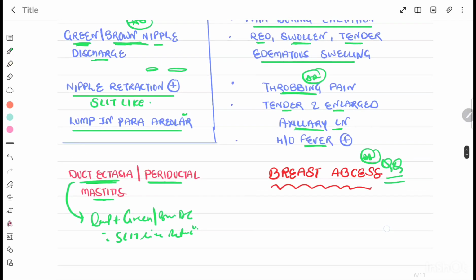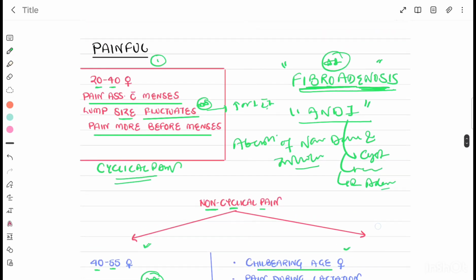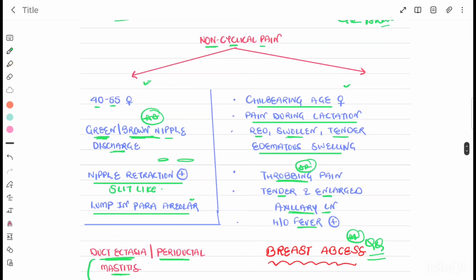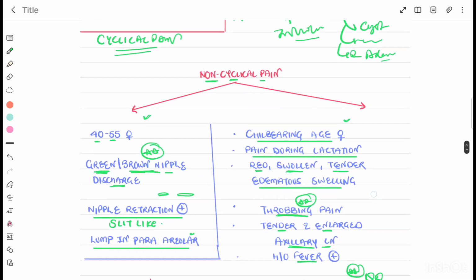So these are the 3 differential diagnoses for the painful breast lump. First is fibroadenosis, then duct ectasia or periductal mastitis, and then the breast abscess. So this is all for the painful and the painless breast lump.